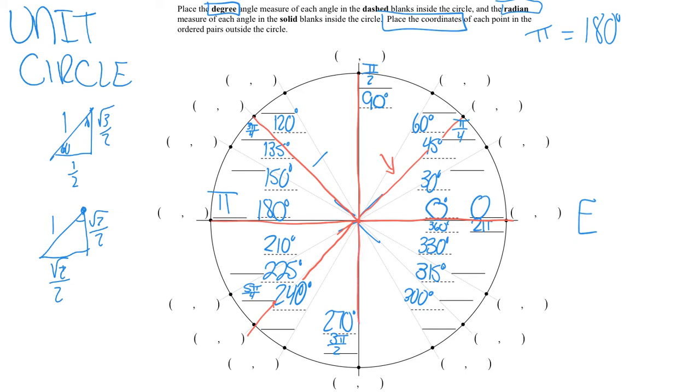Then we already have 6 pi over 4 taken care of. That's 3 pi over 2. And then this right here is 7 pi over 4. And then 2 pi is 8 pi over 4, and that's reduced. So we have all the pi over 4 pieces done.